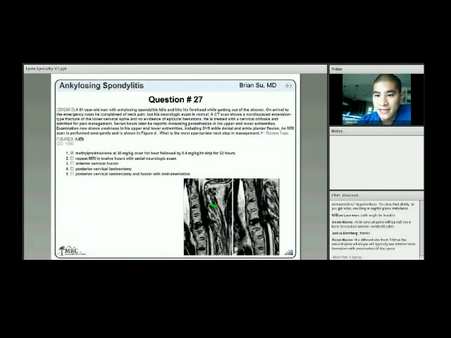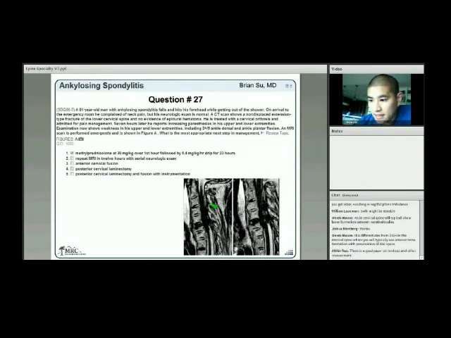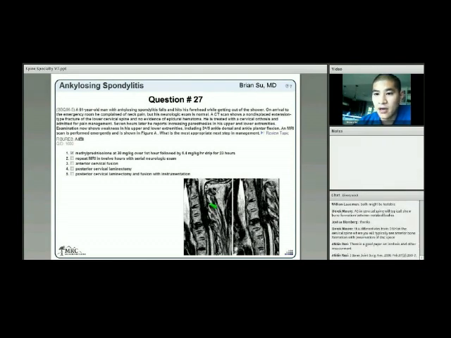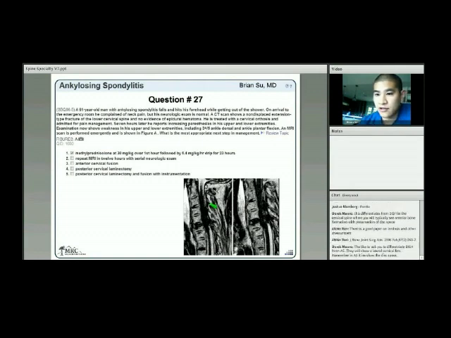Next question is question 27. A 61-year-old man with ankylosing spondylitis falls. He hits his forehead while getting out of the shower. On arrival to the ER, he has neck pain. He has a normal neuro exam. A CT scan shows a non-displaced extension type fracture of the lower cervical spine, and they're already telling you that this patient has a fracture of the cervical spine. He's treated with a cervical orthosis.